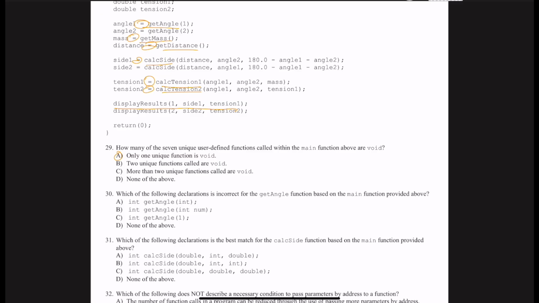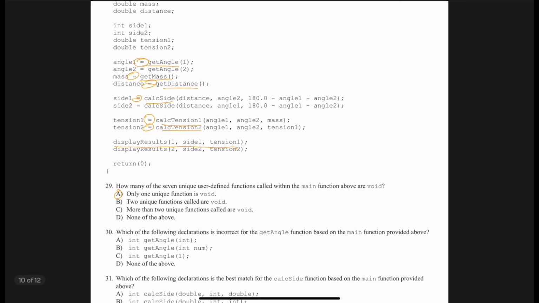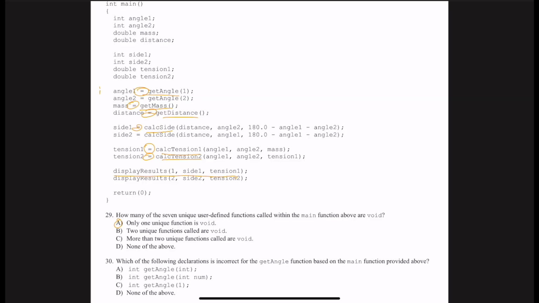30. Which of the following declarations is incorrect for the getAngle function based on the main function provided above? Well, looking up above, we have angle1 and angle2 are ints, and we know it returns something because of this assignment.